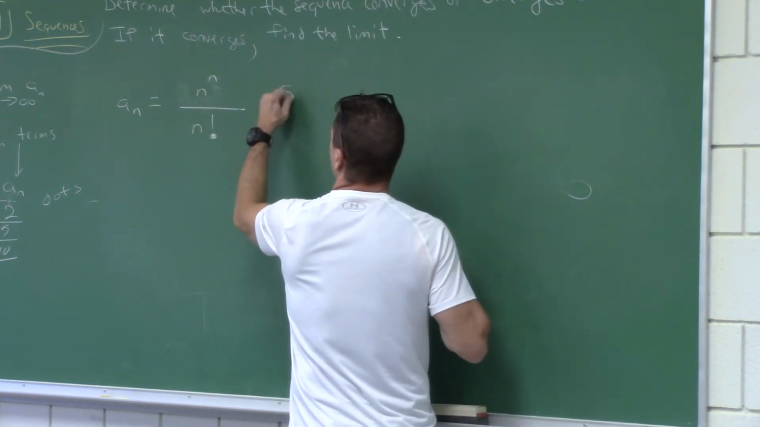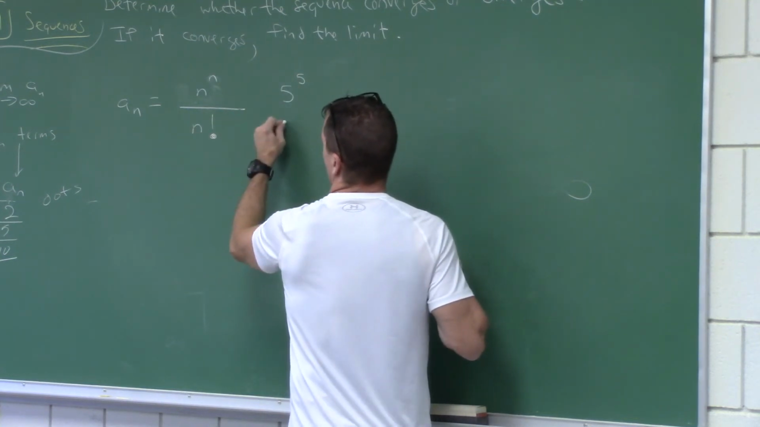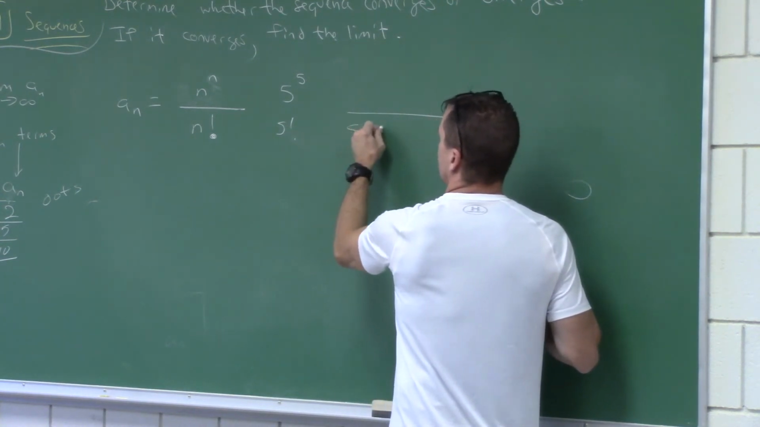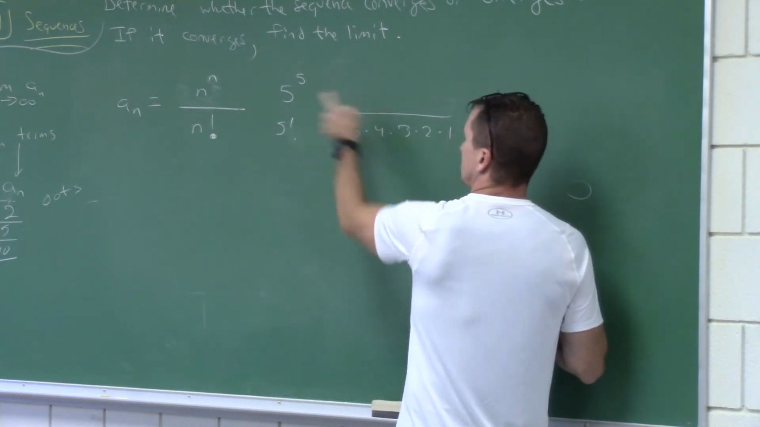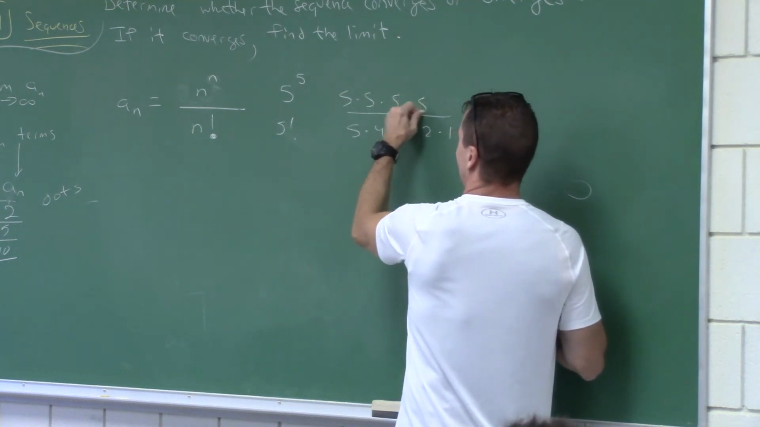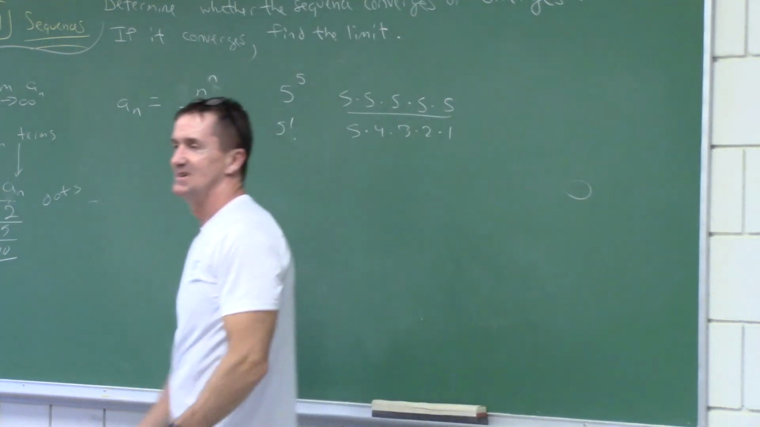Can you check out 5 to the 5th power on your calculator versus 5 factorial? Well, 5 factorial would be a what? 5 times 4 times 3 times 2 times 1. You know what 5 to the 5th is? 5 times 5 times 5 times 5 times 5. You see what's happening? Who's going to win that race?